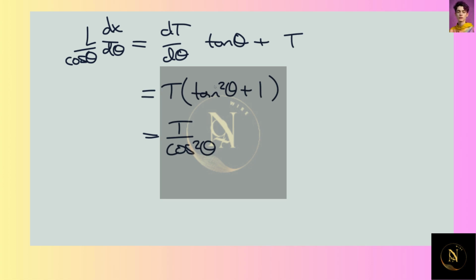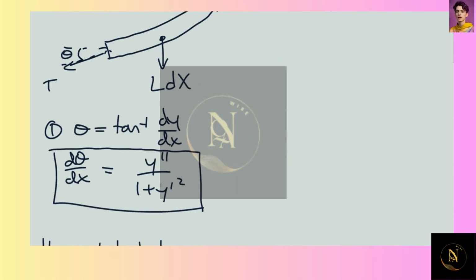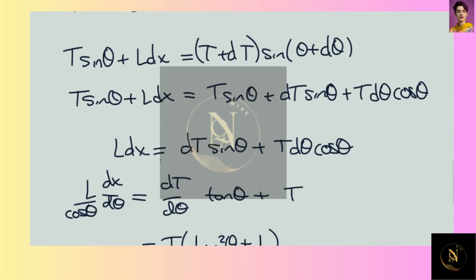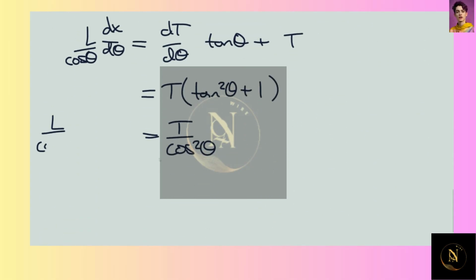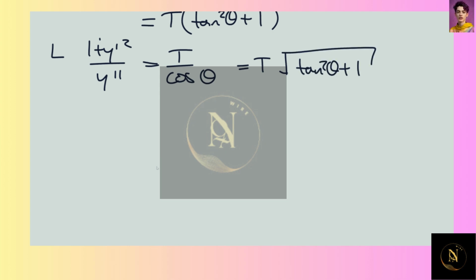So now let's also remember that we've got dx by d theta is 1 plus y dash squared over y double dash. So we have L over cos theta times 1 plus y dash squared over y double dash equals T over cos squared theta. Now let's multiply by cos theta. Now let's remember that 1 over cos theta, so this is T times the square root of tan squared theta plus 1. So we have L times 1 plus y dash squared over y double dash equals T times the square root of y dash squared plus 1.